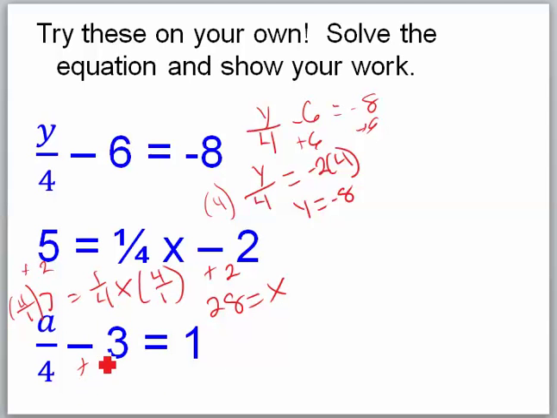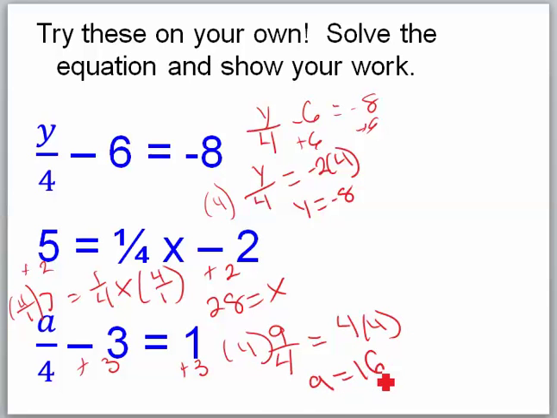And here, add 3. So 8 over 4 equals 4. Again, we're going to multiply both sides by 4. So a equals 16. If you got those right, give yourself a smiley face.